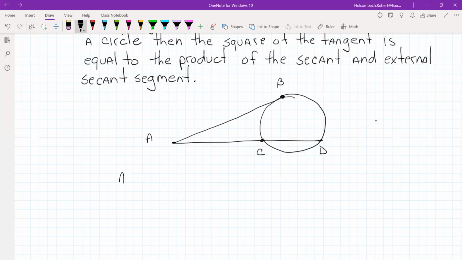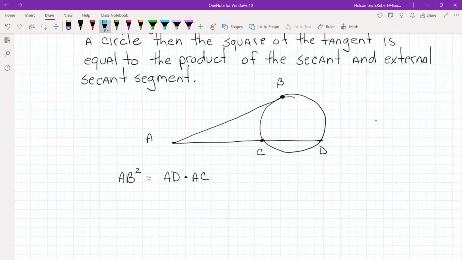We're going to say AB squared. That's the square of the tangent. Is equal to the product of the secant. The secant is AD times the external secant segment. That's AC.